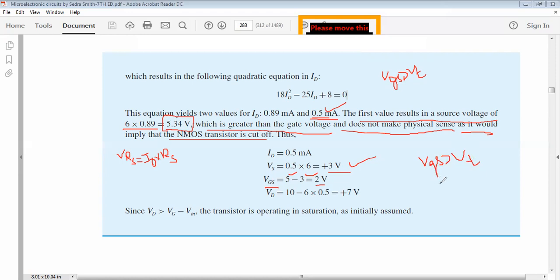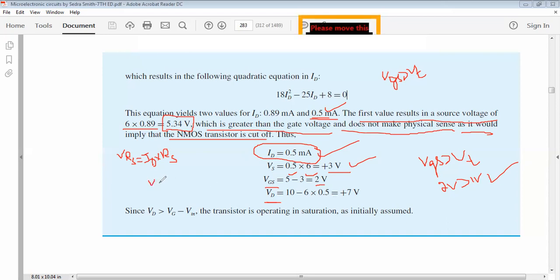What is this one here? VGS is equal to 2 volts, and 2 volts is greater than the threshold voltage, which is equal to 1 volt. So the current ID equal to 0.5 milliamperes is correct. Once we know the drain current, what is the drain voltage here? Simply apply KVL to the output loop.